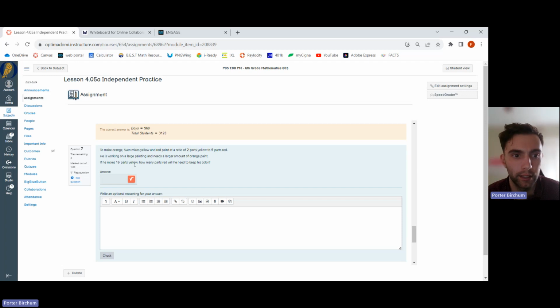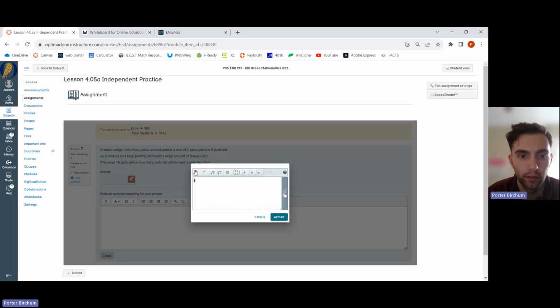Nice. 2 times 8 is 16. We just found the common multiplier. So that times 8 is the key to solving this answer. What is 5 times 8? Oh my goodness. It is 40.